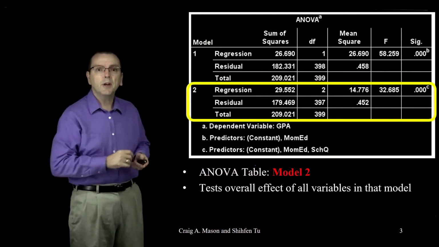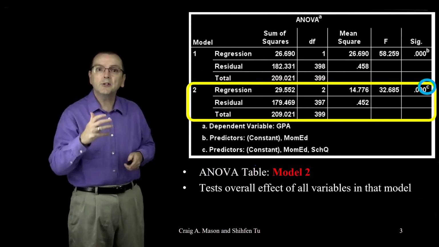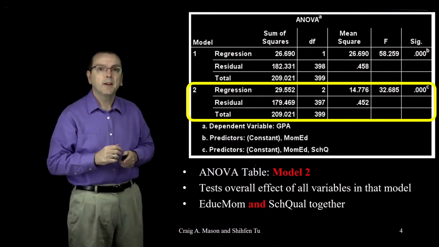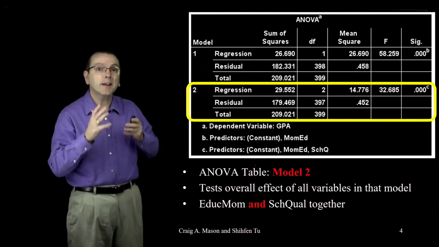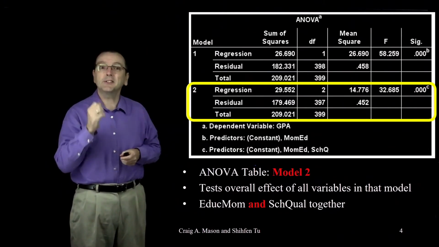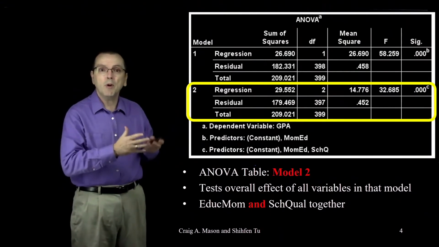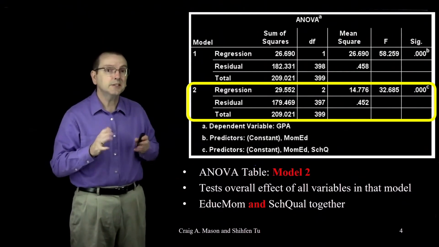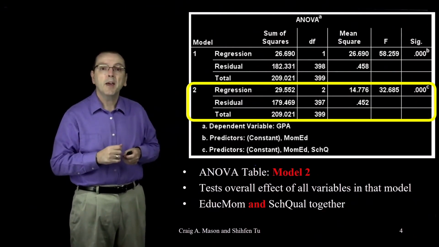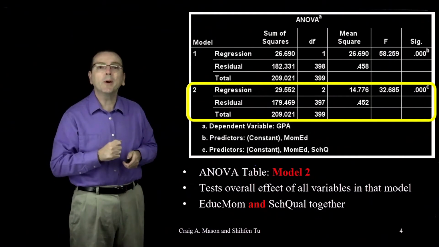Focusing on Model 2, the superscript C at the very end tells us that our predictors are both mother's education and school quality. Now, notice the model has automatically added school quality as a predictor, just like we expected, based on the excluded variables table at the end of Model 1. And the overall model with both predictors is statistically significant, with an F with 2 and 397 degrees of freedom equal to 32.685 and a p-value less than 0.001.